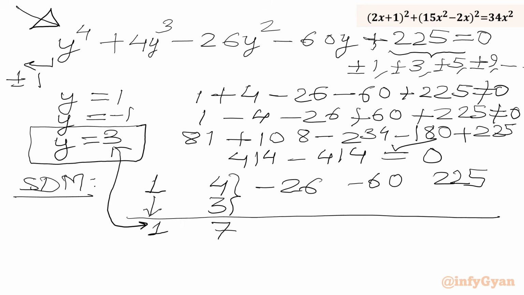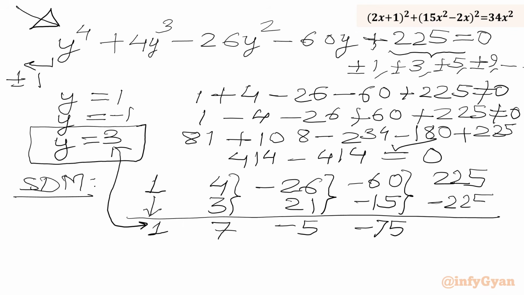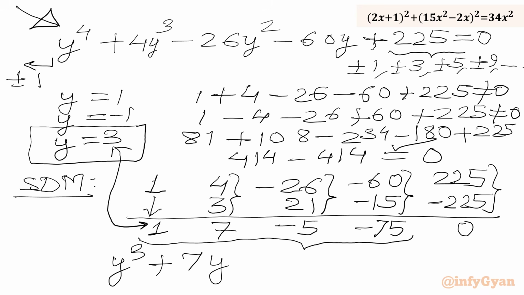Again we will repeat the same. 3 times 7 is 21. The addition of these two numbers will be −5. 3 times −5 is −15. The addition of these two will give us −75. 3 times −75 is −225. Once we add these two, we are going to get 0. So here we have the coefficients for the cubic equation. So I can write y³ + 7y² − 5y − 75 equal to 0.